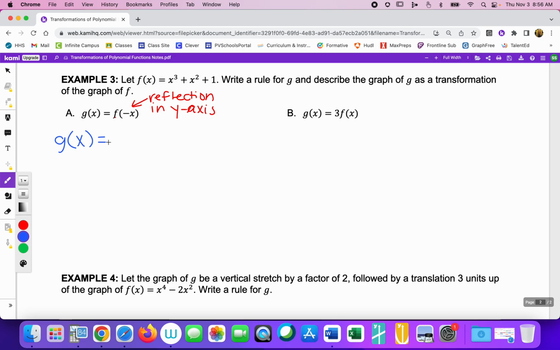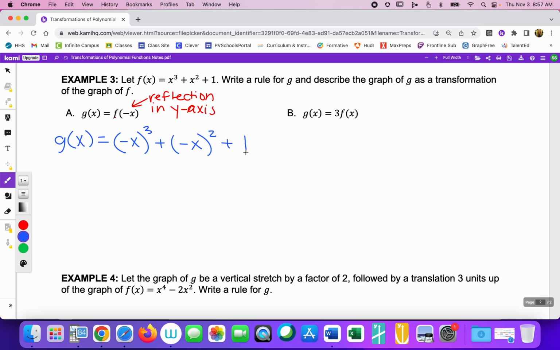So this is what we're plugging in everywhere there's an x, and then we're going to simplify it. So this is how you would write your rule. So the negative x is going to replace all the x's in the original function. So whatever's in there, you're going to plug in. Now we have to simplify however we can.